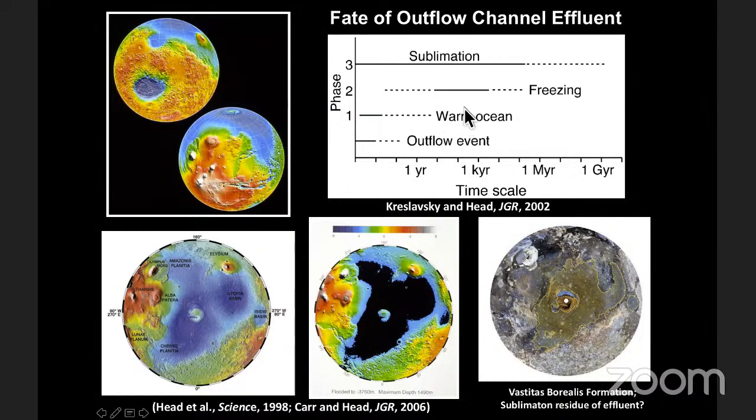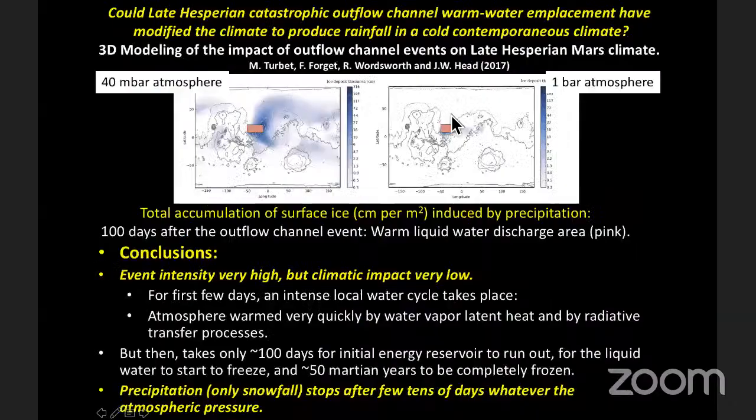It turns out that they freeze up and sublime away, go back to the polar cold traps pretty quickly. We've also done climate models for these. Martin Turbet, Francois Forget, Robin Wordsworth, and myself analyzed the question: could late Hesperian catastrophic outflow channel warm water emplacement have modified the climate to produce rainfall in a cold contemporaneous climate? So we did model that, okay?